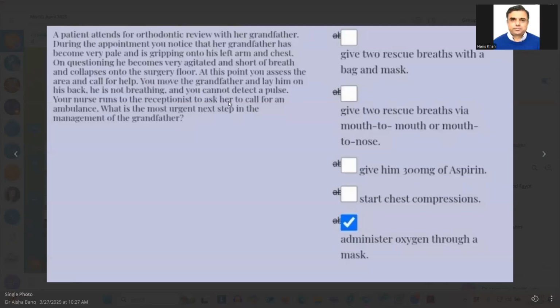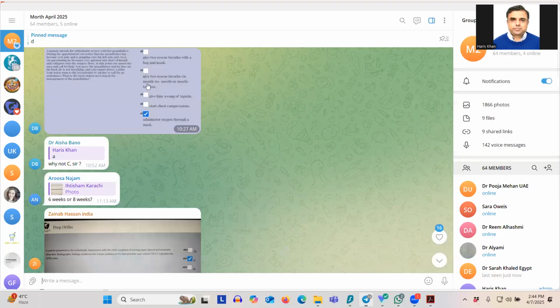I think we did this question yesterday. There is no pulse, so we are going to give chest compressions. So option D here.